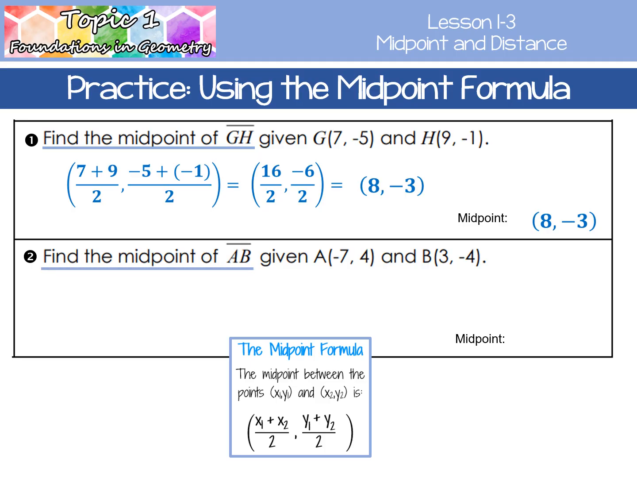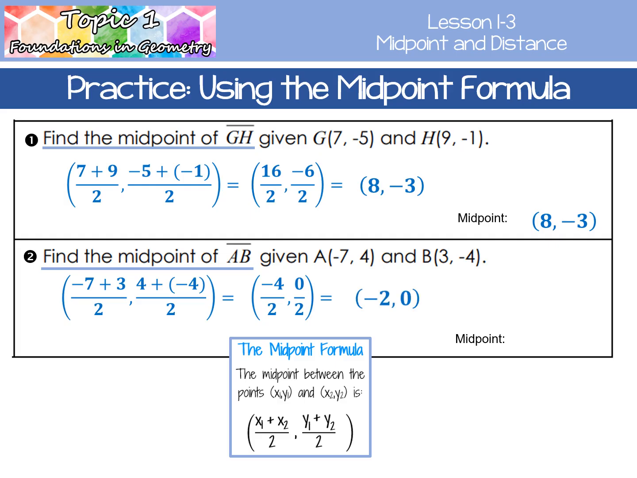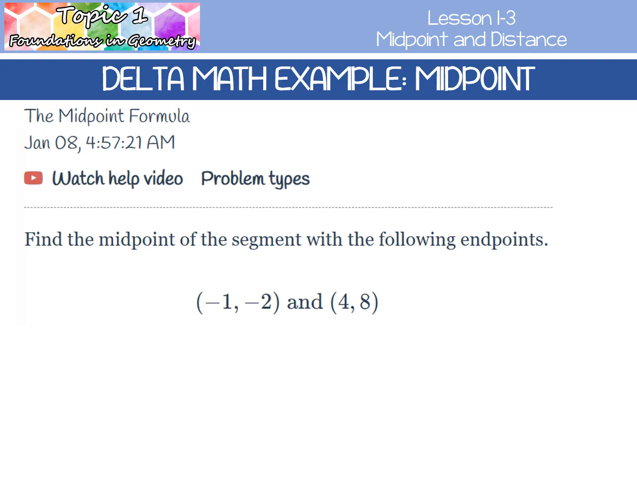Let's find the midpoint of segment AB, and we have the coordinates of both A and B. We need to average up the x's and average up the y's, so the x's were -7 and 3. Add those up. We're going to divide by 2, and the y's are 4 and -4. Add those up and divide by 2. Let's simplify. We get -4/2, 0/2. Negative 4 over 2 is negative 2, and of course 0 over anything is 0. So our midpoint is at the point negative 2, 0.